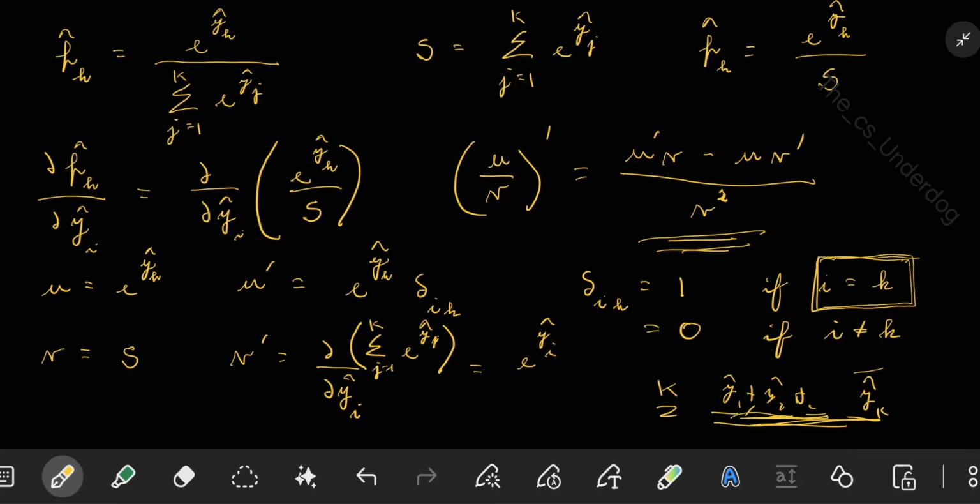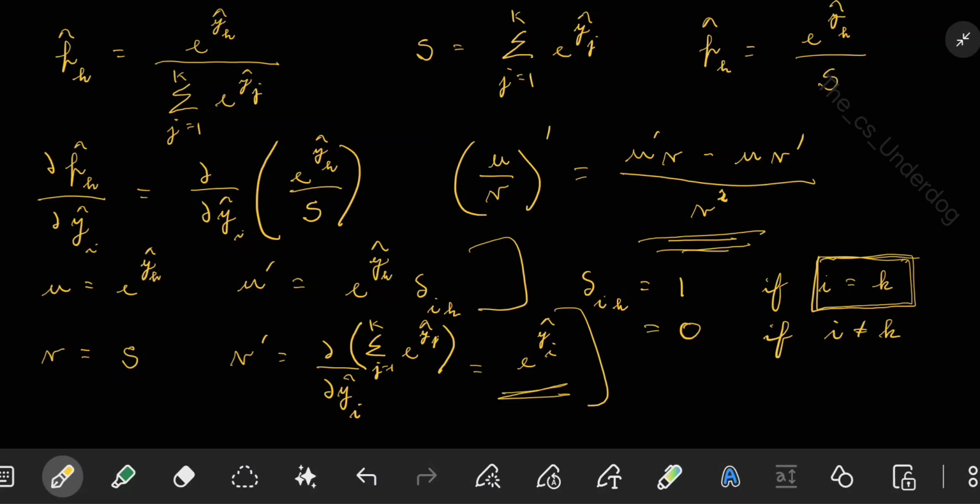Because you are taking a sum here, all the others will be 0 and only one term will remain. That one term will be this e power yi cap, right? So that is why your u dash is this, your v dash is this. Now we are good to apply this formula. You know what is u, you know what is v, you know what is u dash, you know what is v dash. So we can apply this formula right now. Let us apply it and find out, okay?